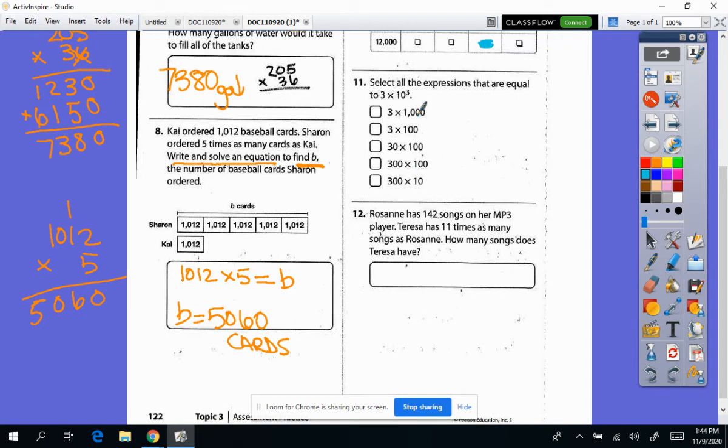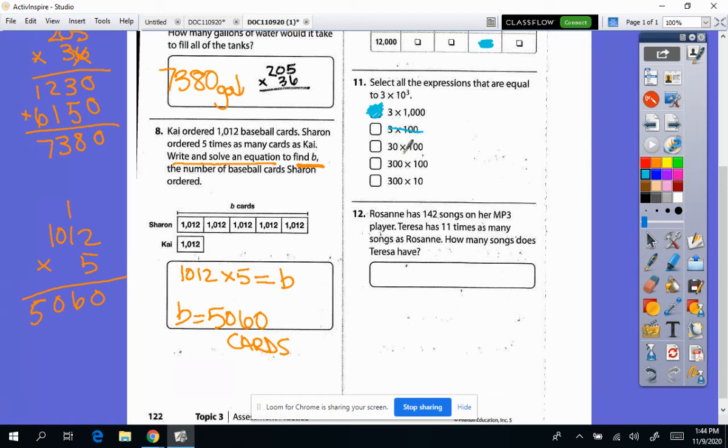And let's think to ourselves, is 3 times 1,000 the same thing as 3 times 10 to the third power? Well, 10 to the third power is 1,000. So yes, that is true. 3 times 100, no, this is greater than 100. Also, this is 3 zeros, this is 2. So right away you should realize no.